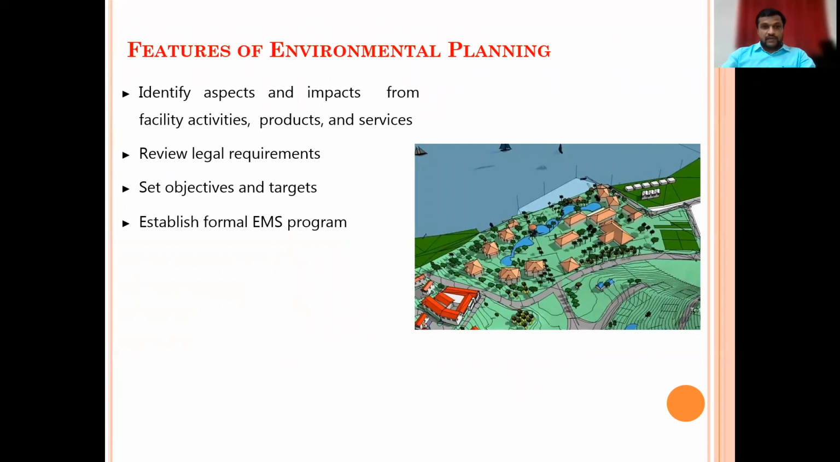It is helpful to identify the aspects and impacts from different activities, and also we should have the legal procedures. We should also adopt legal procedures for environmental planning. Sometimes we need to go for legal procedures to work for the environmental planning and management. And also we have to focus on the setting of different objectives and targets, and we should focus on the establishment of different EMS programs.